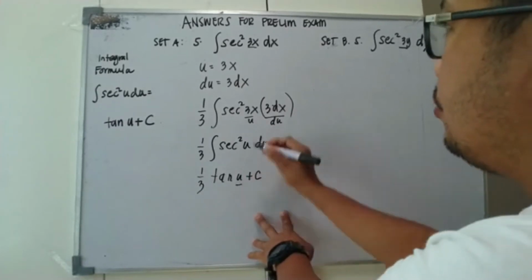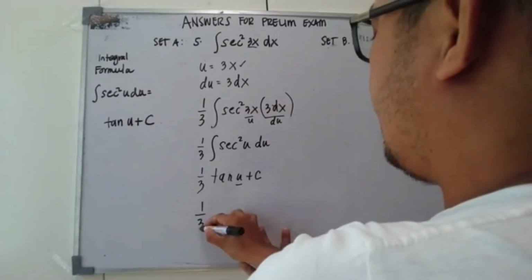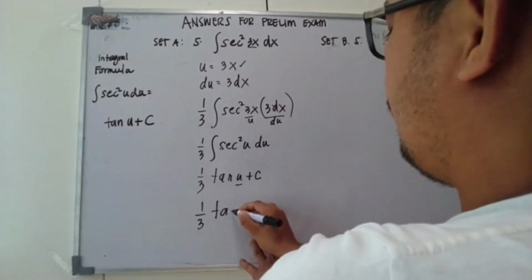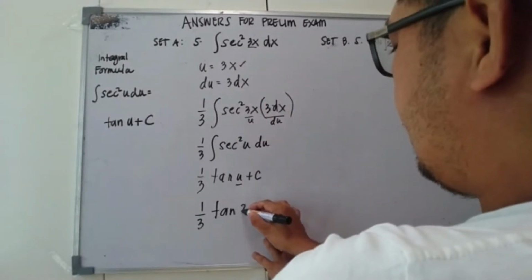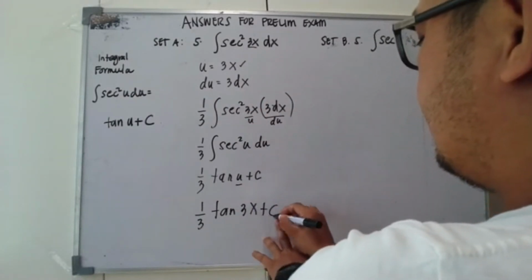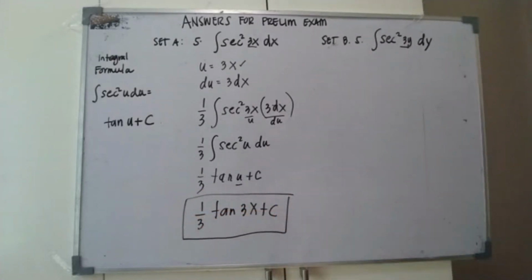So, what is your u? U is equal to 3x. So, 1 over 3 tangent of u. Return it to the original in terms of x, so tangent of 3x plus c. This is your answer for set A number 5.